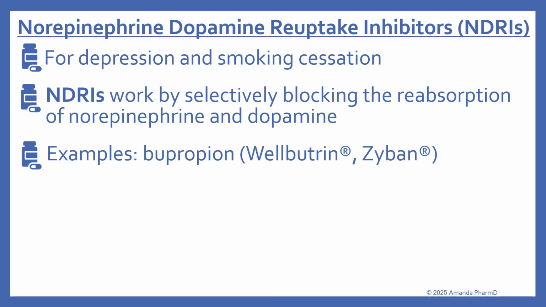Next are the NDRIs, or norepinephrine dopamine reuptake inhibitors. These are for depression and smoking cessation. The NDRIs work by selectively blocking the reabsorption of norepinephrine and dopamine. Some examples include bupropion. The brand name is Wellbutrin. That's what's marketed for depression. And then Zyban for smoking cessation.